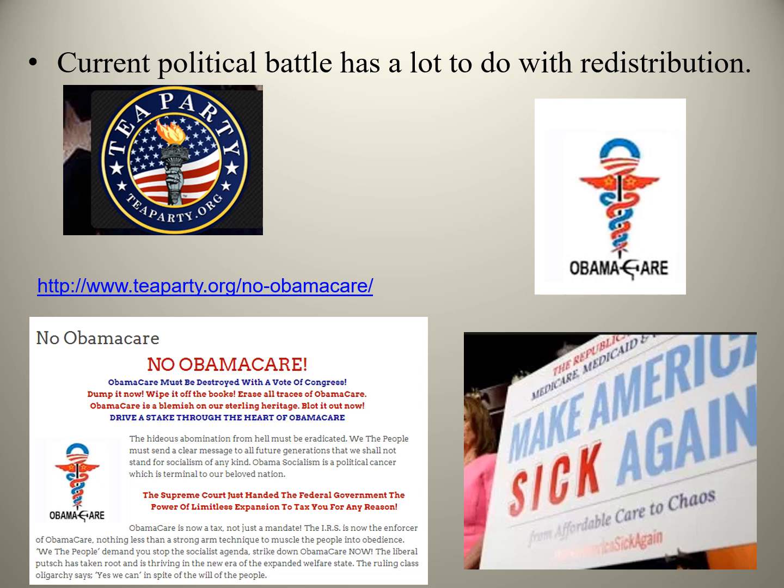We must send a clear message to all future generations that we shall not stand for socialism of any kind, unless it's $2 trillion in tax cuts for the ultra wealthy. Obama socialism is a political cancer which is terminal to our beloved nation. So these are the arguments that these folks make.